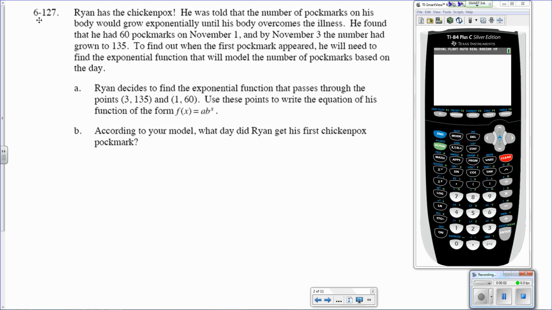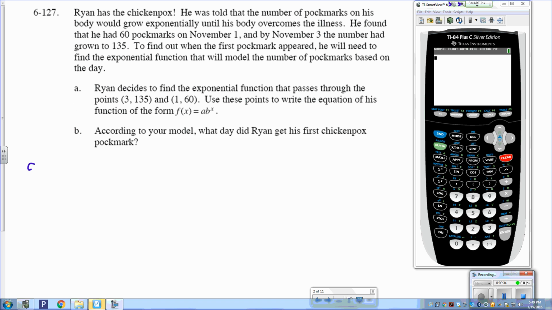All right, problem 6-127. Ryan has the chicken pox. He was told that the number of pock marks on his body would grow exponentially until his body overcomes the illness. He found that he had 60 pock marks on November 1st, and by November 3rd, the number had grown to 135. To find out when the first pock mark appeared, he will need to find the exponential function that will model the number of pock marks based on the day.